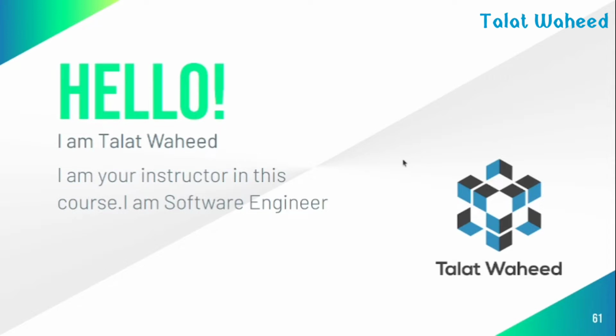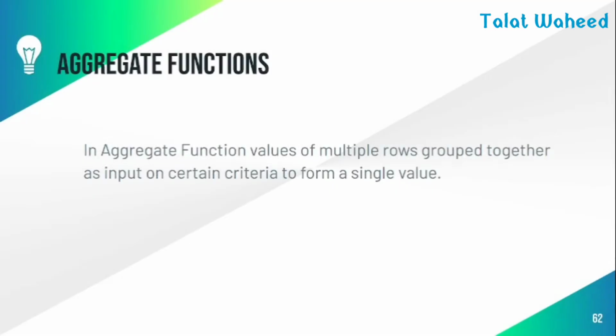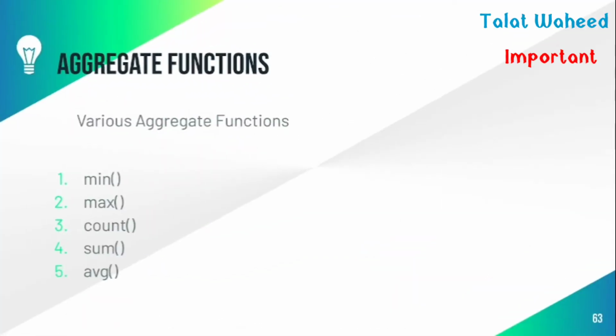In the previous video I told you about union and union all operators. So let's talk about aggregate functions. An aggregate function returns a single value from multiple rows grouped together as input on certain criteria. Okay, so it uses various functions like min, max, count, sum and average. These are the various aggregate functions.